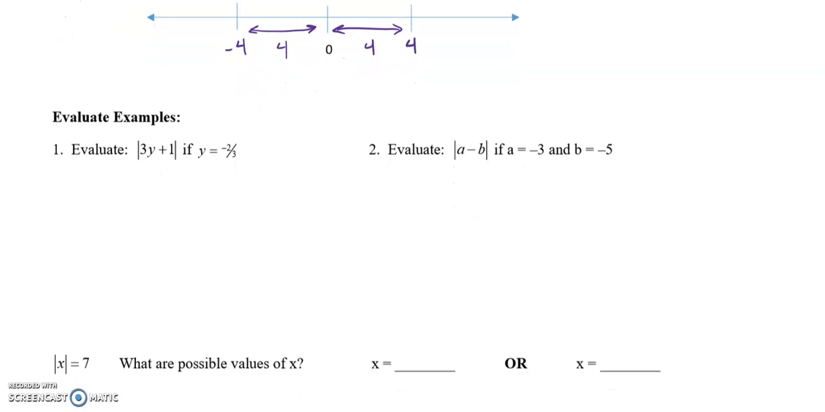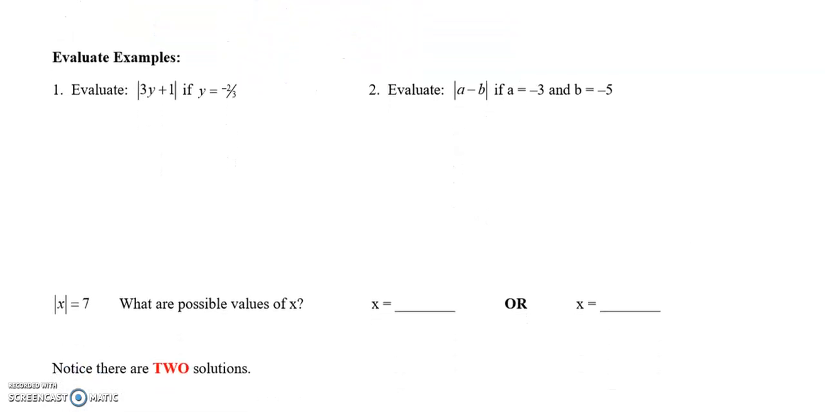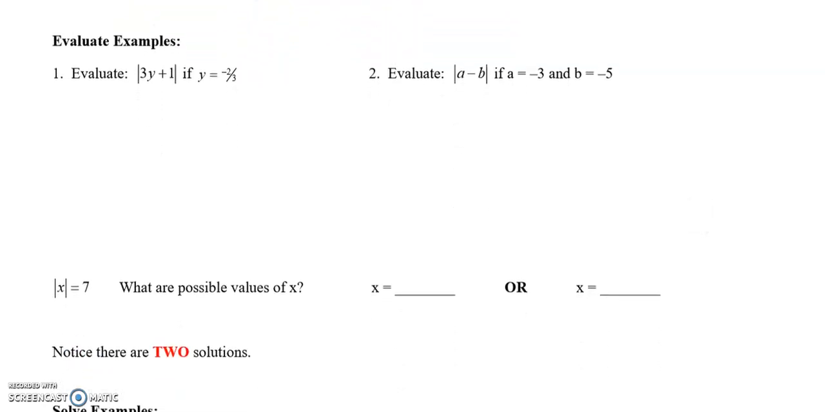Evaluating some absolute values, what we're going to do is make some substitutions and then take the absolute value. So we have the absolute value of 3y plus 1. Remember parentheses, we talked about those being groupings. Absolute value bars are also a grouping. So we would do what's inside the absolute value bars first. That would count as a parenthesis for our order of operations.